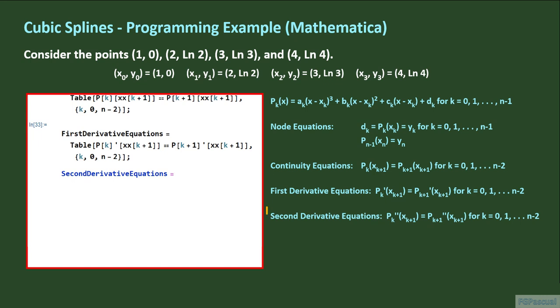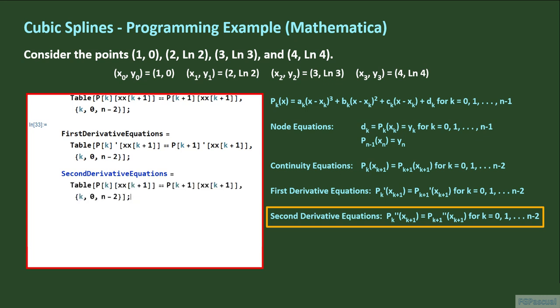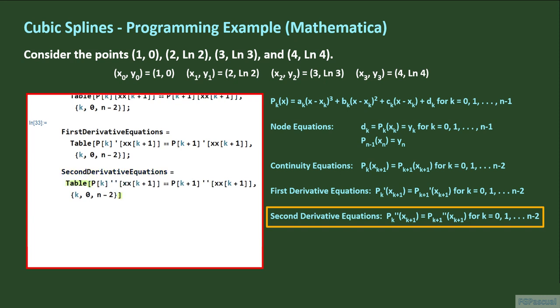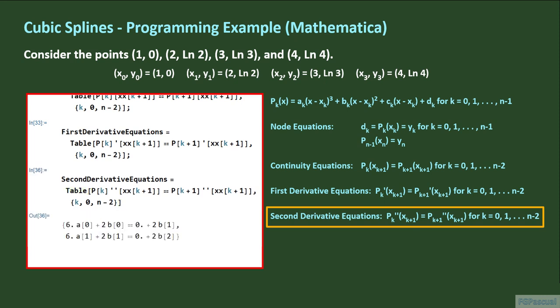Except for the double primes, the second derivative equations are exactly the same as the continuity equations. And so we simply copy and paste the continuity equations and add double primes to the functions. We remove the semicolon to test the line of code. And seeing it works, we bring back the semicolon to suppress the output.